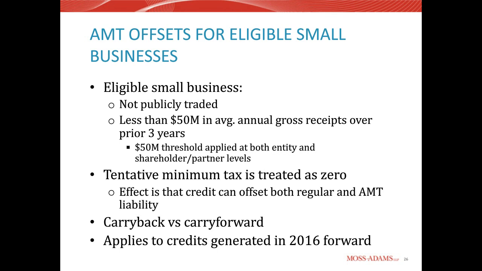If the credit is not able to be used in 2016, it will carry forward for up to 20 years. This is different than the standard carryback rules for the credit, because with the standard rules, you can carry it back 1 year and then forward 20. For the eligible small business credit, you are not allowed to carry it back, only forward. You can still carry it back, but it cannot offset AMT in a prior year. So you'd really be looking at it as a future benefit.